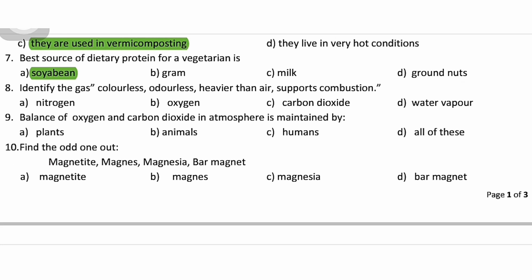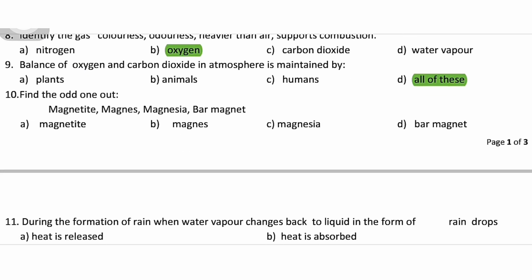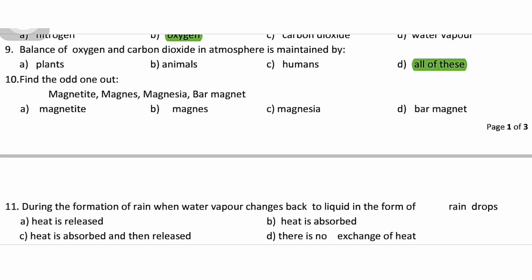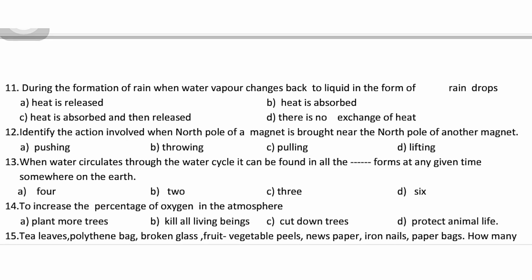Next question: identify the gas that is colorless, odorless, heavier than air, and supports combustion. The right answer is oxygen. The balance of oxygen and carbon dioxide in the atmosphere is maintained by plants, animals, and humans. So the right answer is all of these, option D. Next, find the odd one: magnetite, magnesia, bar magnet. The right answer is bar magnet.